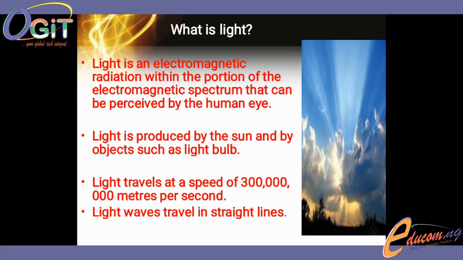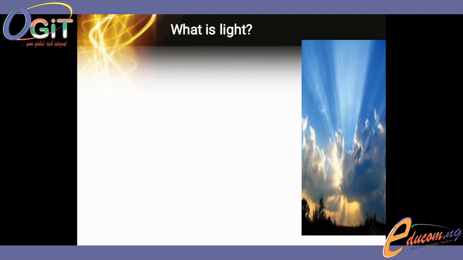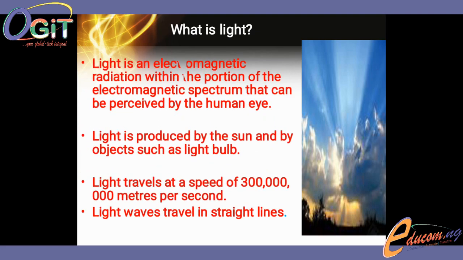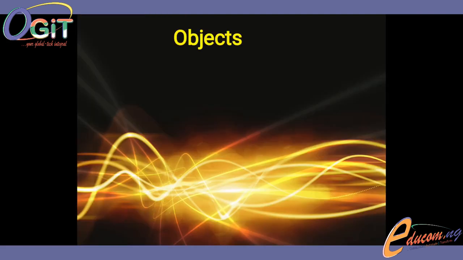And light travels at a speed of 300 million meters per second. Have you ever wondered how light comes from the sun when the sun is far away from us and yet it brightens our environment? Light waves travel in straight lines. Extending our knowledge on light, light is an electromagnetic field, as I've said earlier.